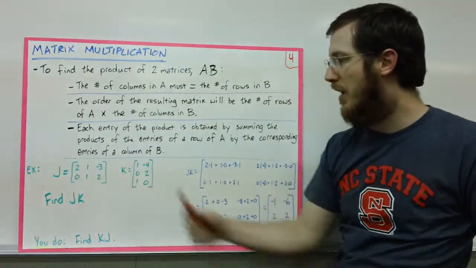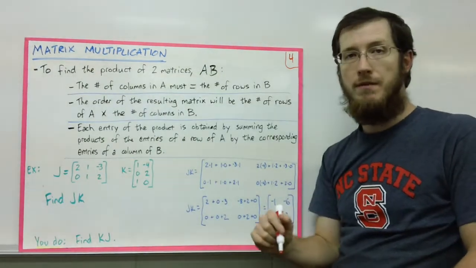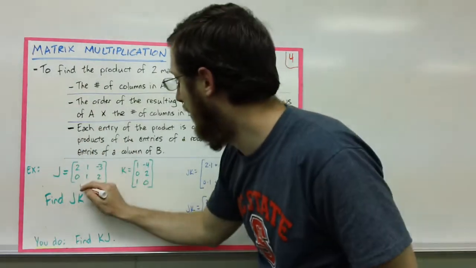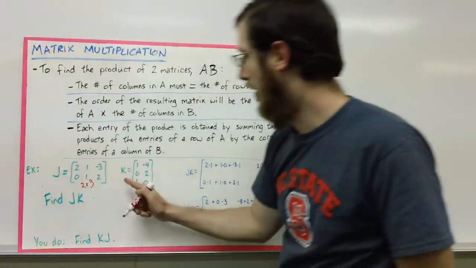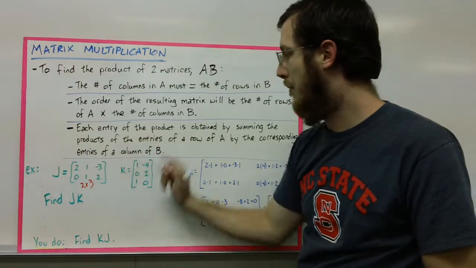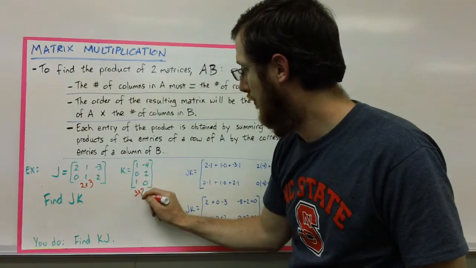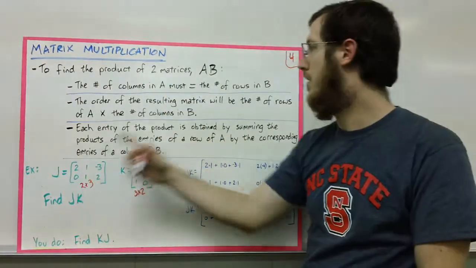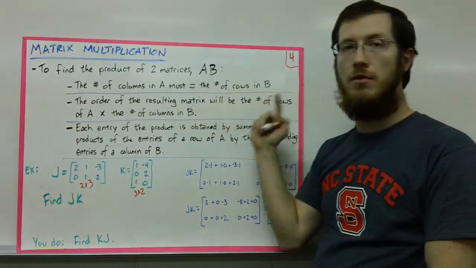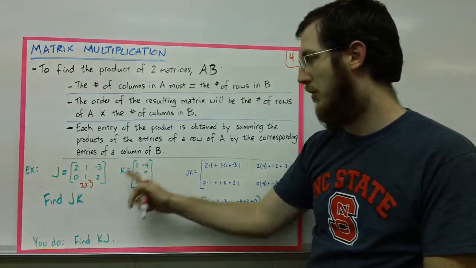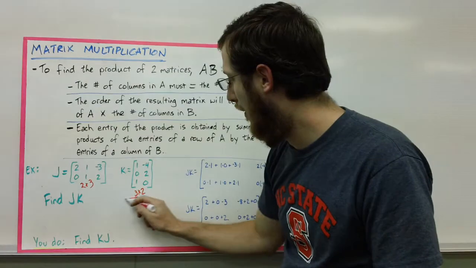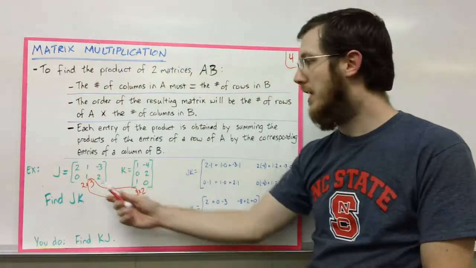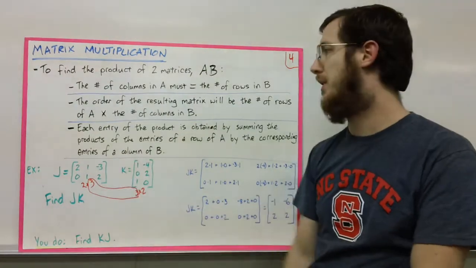We've got matrix J, we've got matrix K. First thing we want to do is find the order of each of these. J is a 2 by 3 matrix. K is a 3 by 2 matrix. So we want to check and see if the number of columns in A, which is our J here, is the same as the number of rows in B, which is our K. Are these 2 numbers the same? In this case, yes, they are. So we can multiply these 2.